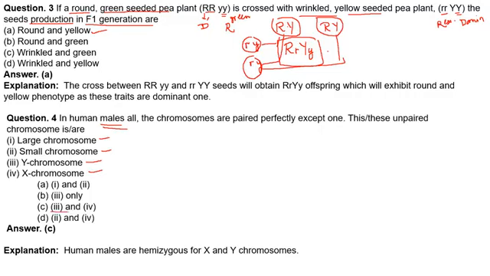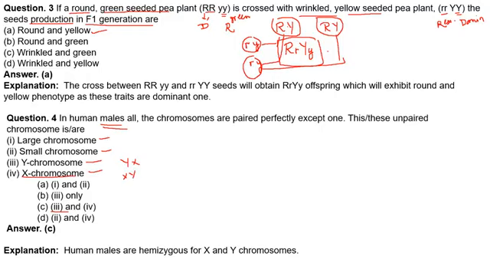Third, it is the Y chromosome, and fourth, the X chromosome. Yes, X and Y chromosomes, when we cross over, we are getting a male. So the C one is the right answer. I'll read it one more time. In human males, all the chromosomes are paired perfectly except one. This or these unpaired chromosome is or are. They are Y chromosomes, which can pair with X, or X chromosome can pair with Y. So the answer is C, where the right answer is X chromosome and Y chromosome.